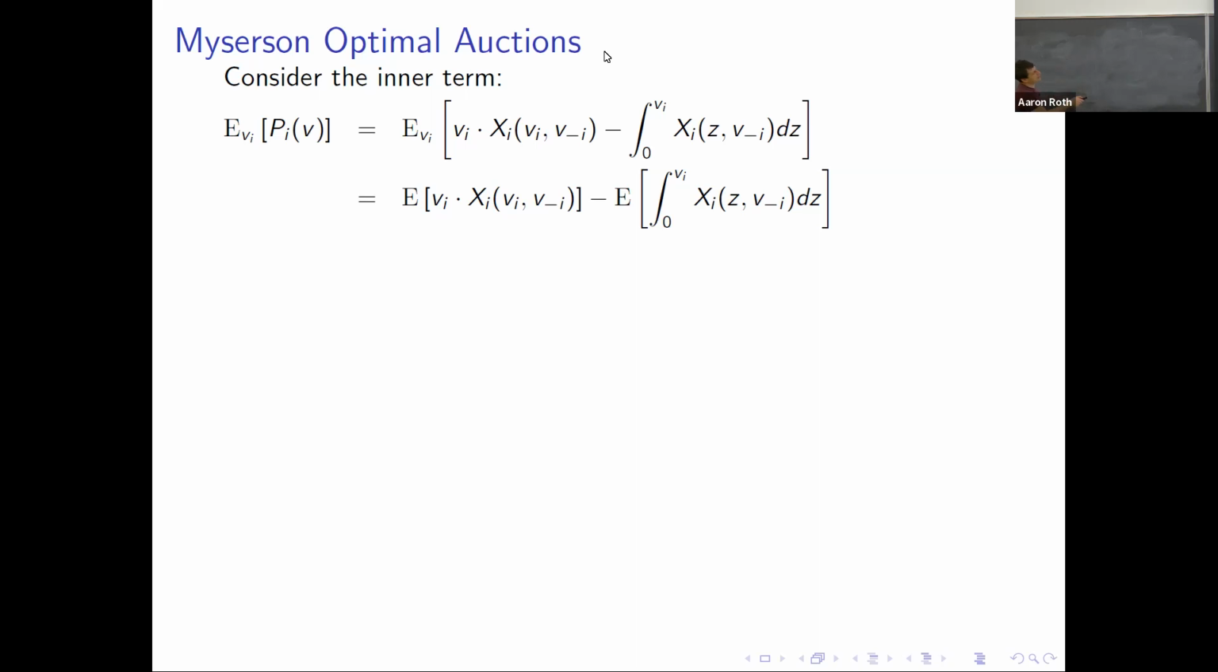And then separately, there's the expectation of the negative part of the payment rule, which is the integral over all of the smaller bids z you could have considered making, of the allocation that would have resulted when you bid z. Again, remember this x_i is going to be 0 or 1. Do you win the item or not at that bid z?